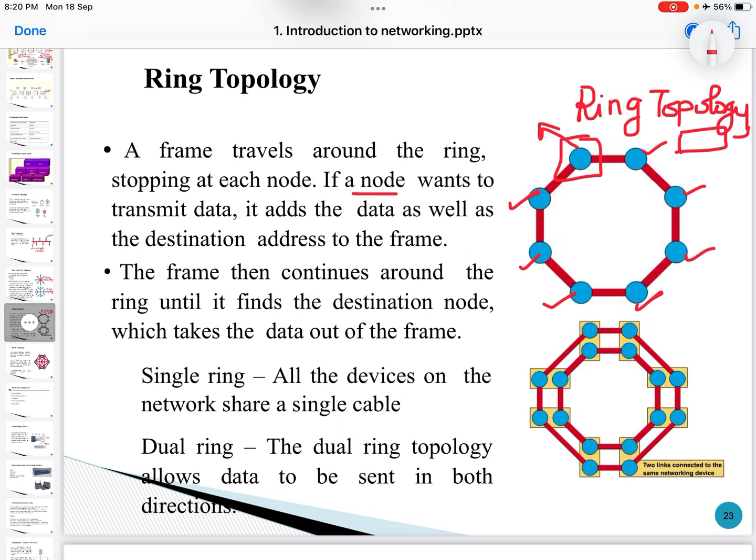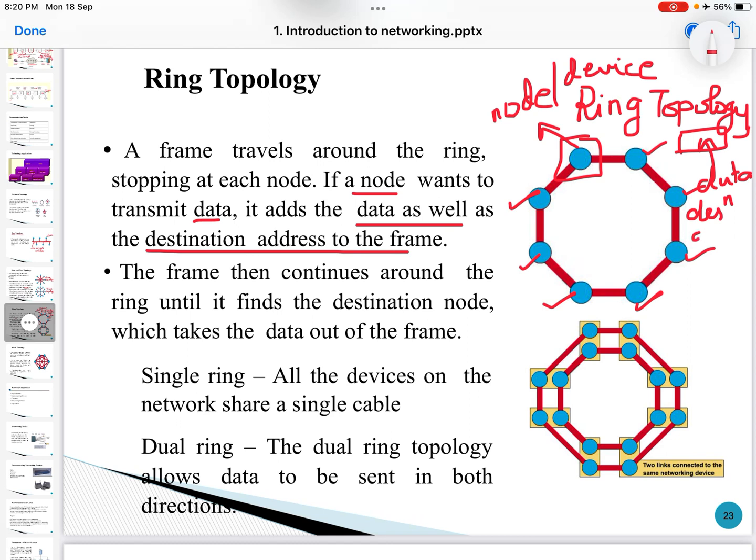If a node, that means this node, that is nothing but a device or a computer, wants to transmit data, it adds the data as well as the destination address. So on this frame it will add that data, that is that information, and it will add the destination address of the computer to which it wants to transmit. Suppose it wants to transmit over here, this person is your receiver, then it will add the destination address of this node.